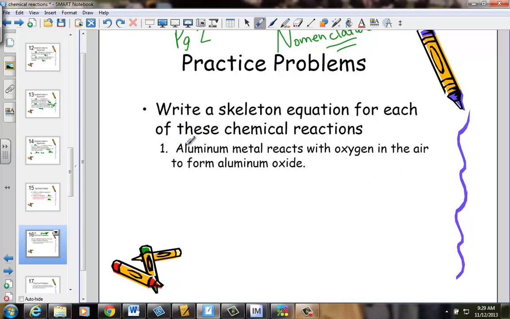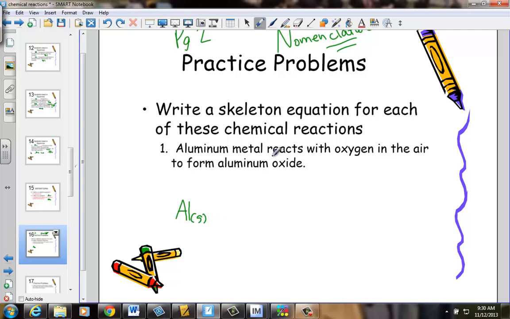I'll start with the first word, aluminum. What is its symbol? Al. There's the first word written in a symbol. The next word is metal. Now remember learning states of matter, solid, liquid, gas, aqueous. There is no little m for metal, but it is giving me great insight into the state of matter. Aluminum metal is indeed a solid, so after it I'm going to put a little s for aluminum as a solid.